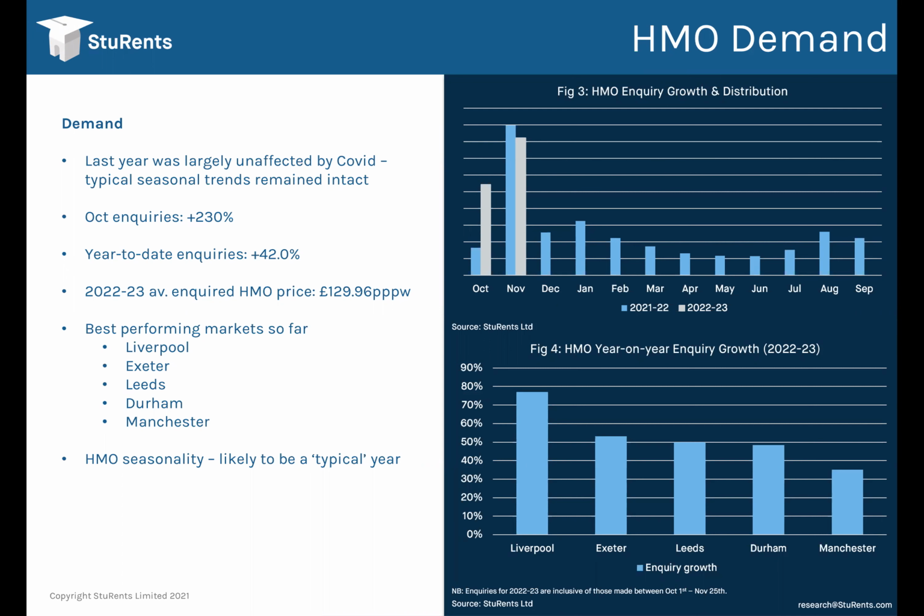In terms of seasonality this year for the HMO market, we would expect it to be pretty much in line with what a normal or typical year would be. So again, following a similar trend to figure 3, in the sense that November is going to be extremely busy, then it will somewhat trail away comparatively for the rest of the year.